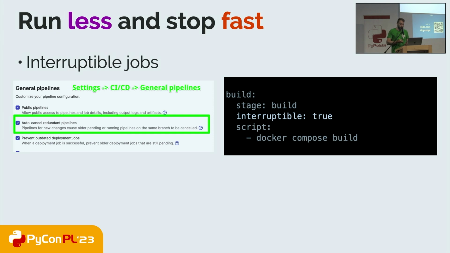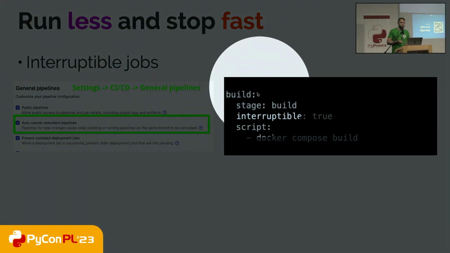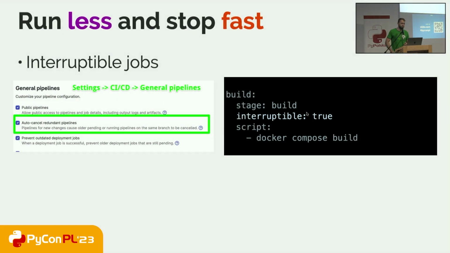So you can mark your jobs with interruptible true, and that means that they can stop in the middle of the run. So this is useful, for example, for your build or test jobs, because there you want to restart your job as soon as there is some new code. But for example, you probably don't want to use this option for your deploy jobs, because you don't want to end up with partially deployed code on your server. It's better to finish the current deployment and just start a new one.